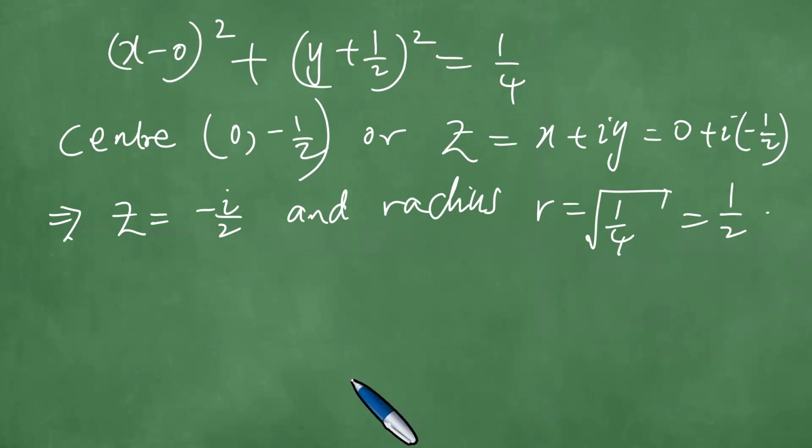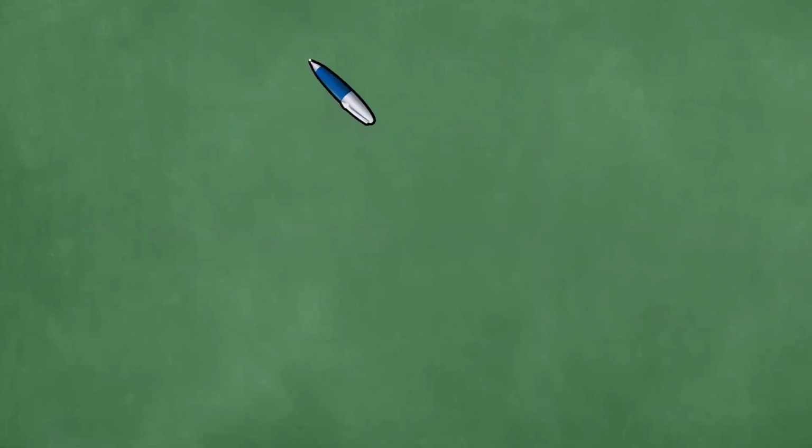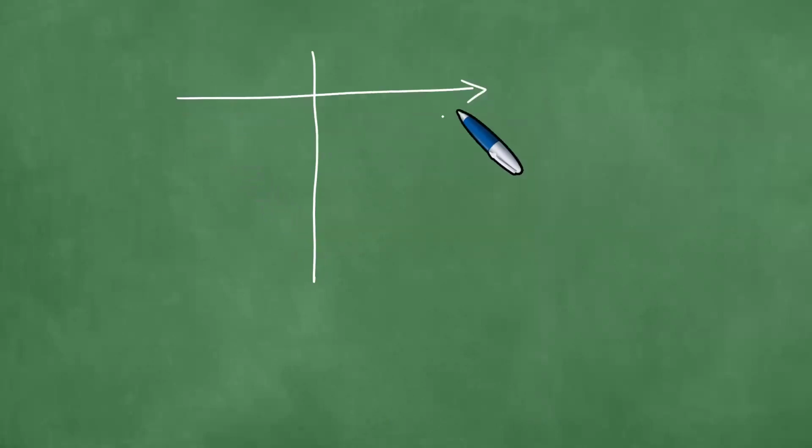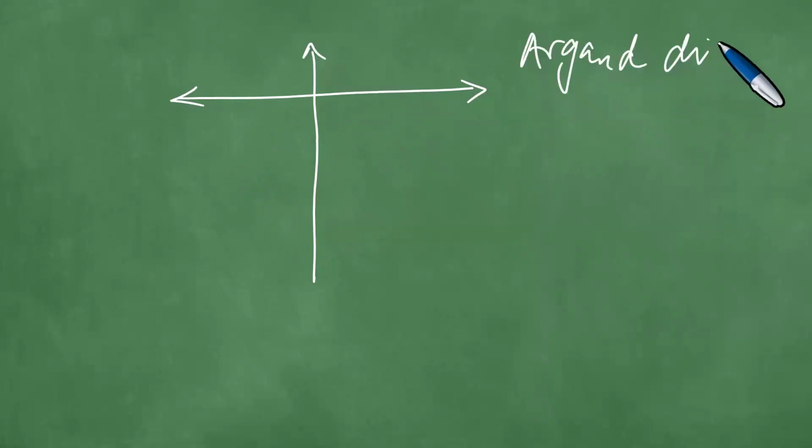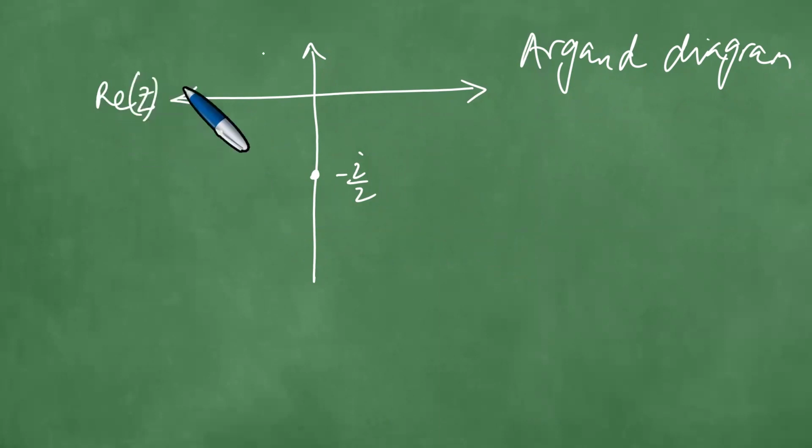All right, now what do we get at this point? This is what we call the Argand diagram. The center is minus i over 2, where here we have real z and imaginary z.